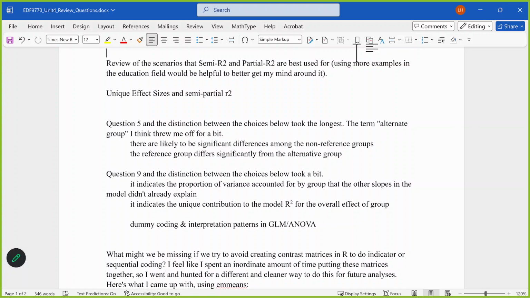Okay. I still have to wrap my head around the semi and the partial correctly. Yeah, I know it with the Venn diagrams. I just don't know how to do it again in other ways.